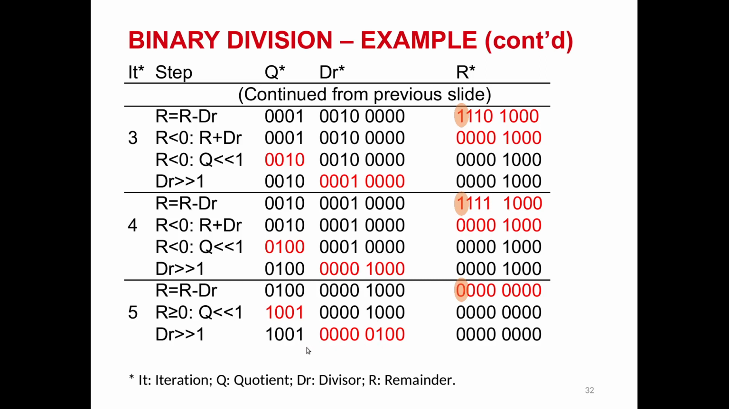However, at this step, you can see that we have already done 5 iterations, and as the initial value for DR is 4 bits located here, we need 5 iterations to finish our work. And so at this step, we finish the work, and we have the final result in the quotient, that is 1 0 0 1, and it is equal to 9 in decimal.